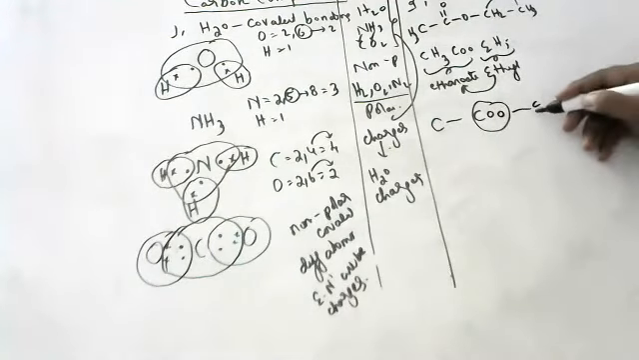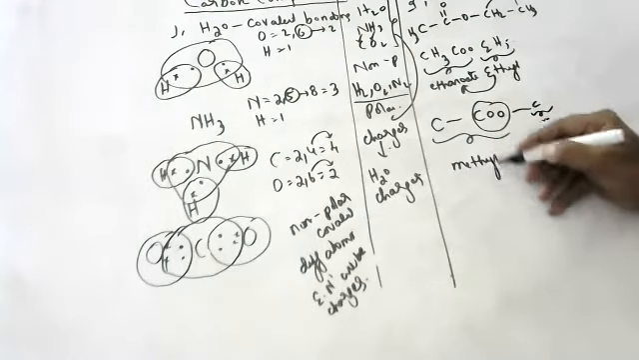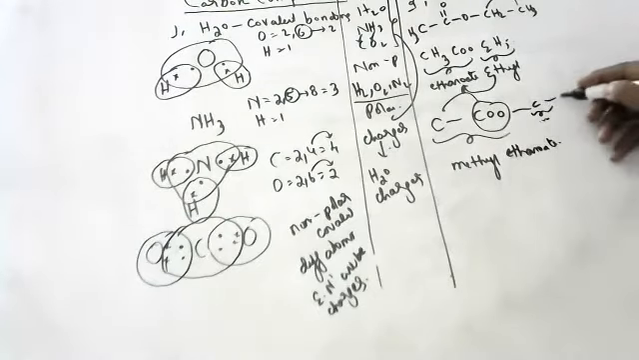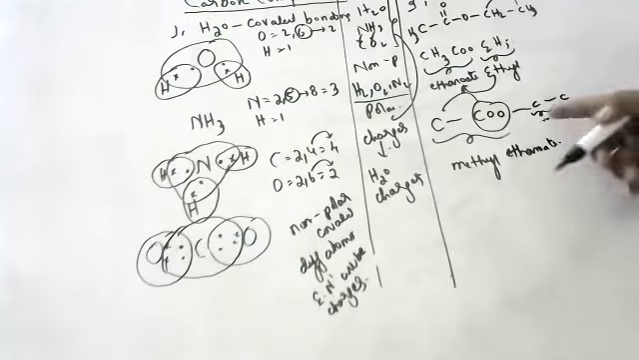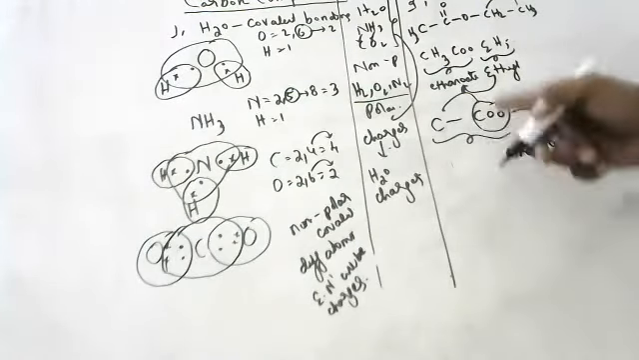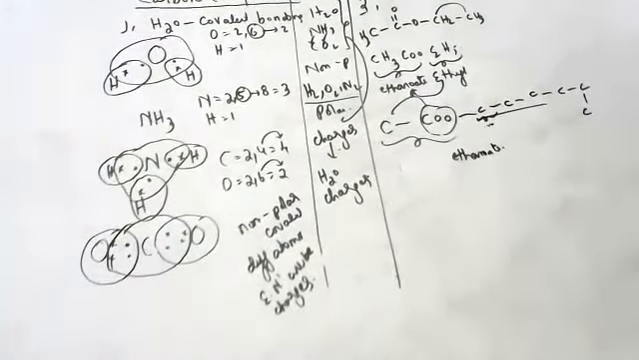Can anyone name this compound? Methyl ethanoate. Very good. Can anyone name this compound? Ethyl ethanoate. Can anyone name this compound? Propyl ethanoate, propyl because three carbons are there. Can anyone name this compound? Butyl ethanoate. Can anyone name this compound? Pentyl ethanoate.